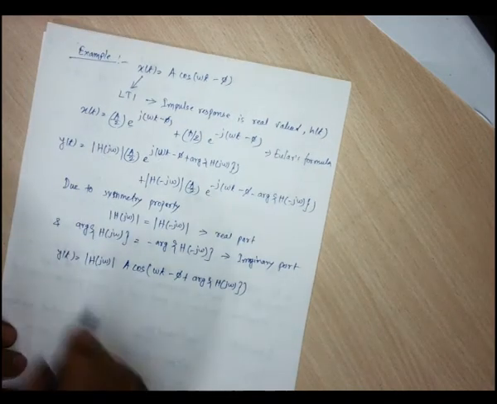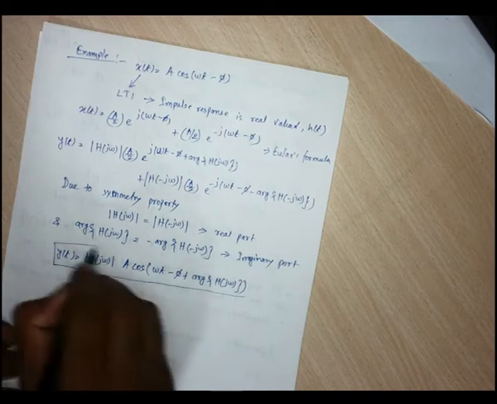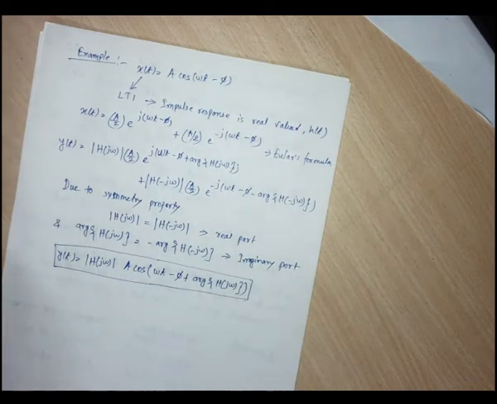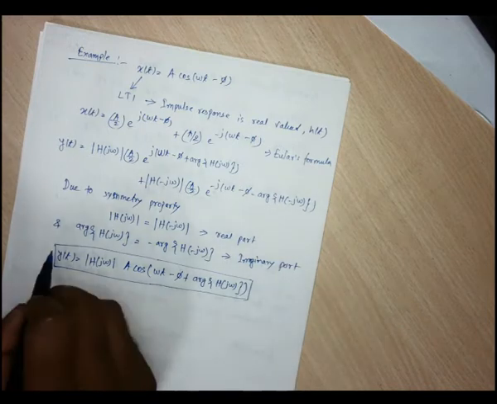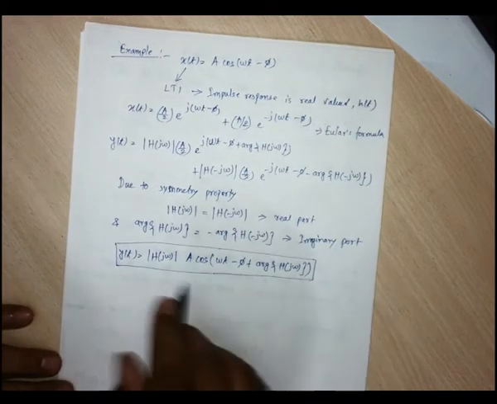So this is the output of that LTI system when we have considered the impulse response to be real valued. When our impulse response is real valued for that LTI system, then we can easily find the output of that system y of t like this.